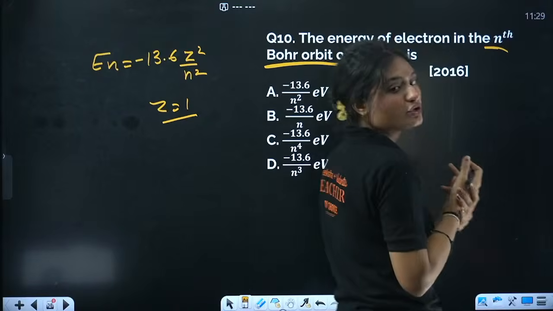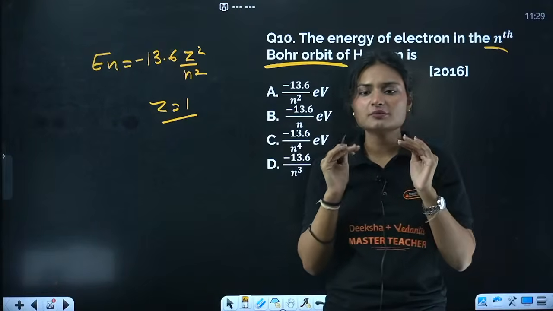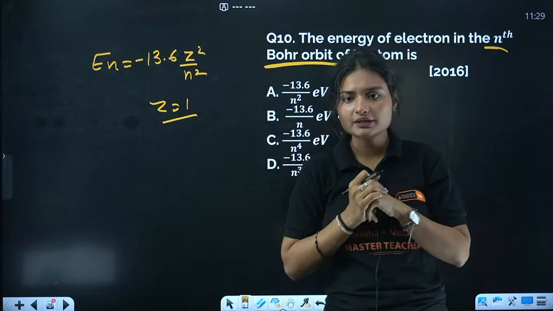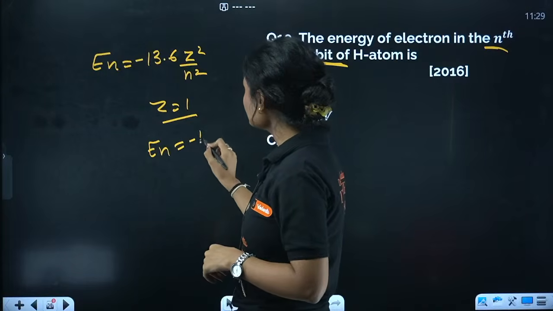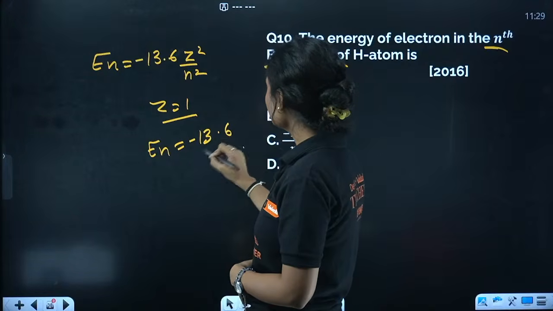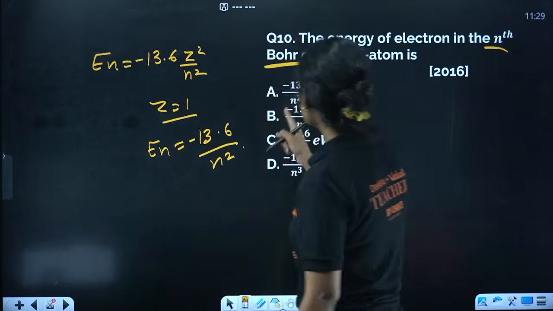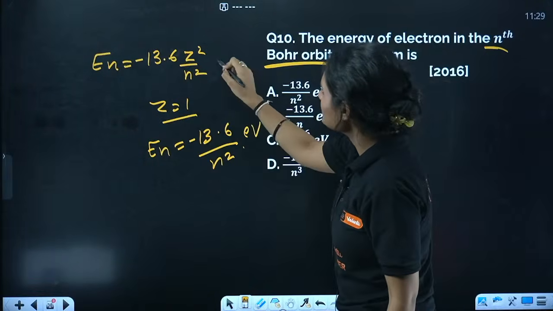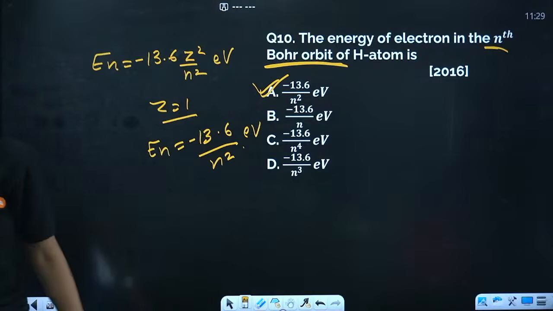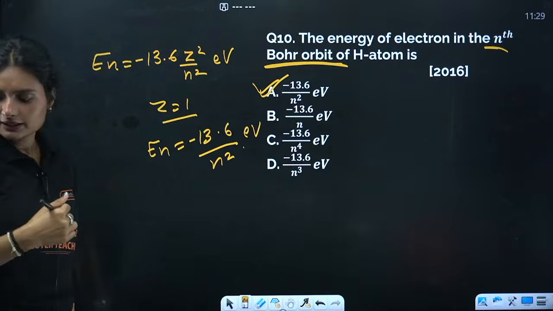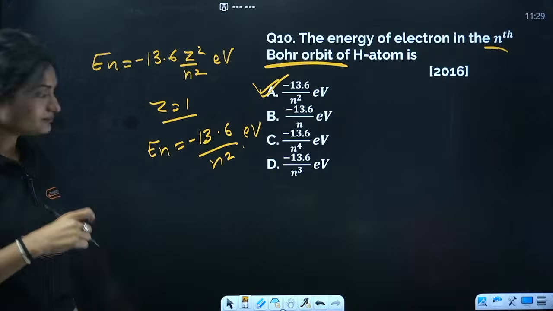We have not defined which orbit we are dealing with. We are talking about the nth Bohr orbit. So En will be equal to minus 13.6 by n square, in electron volt. Option A. Good. Yes, the correct answer is option A.